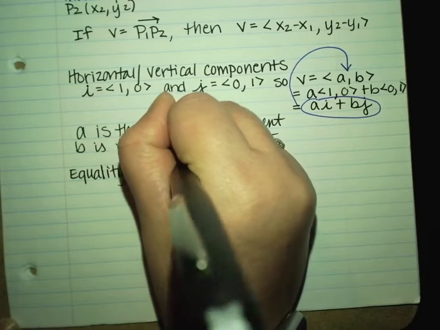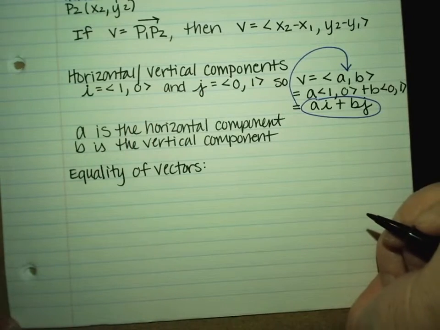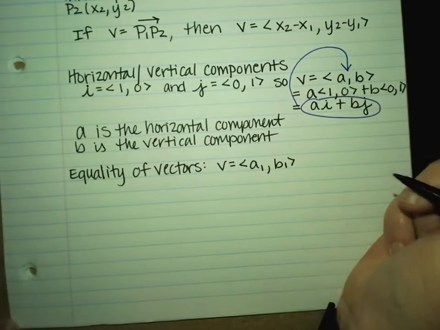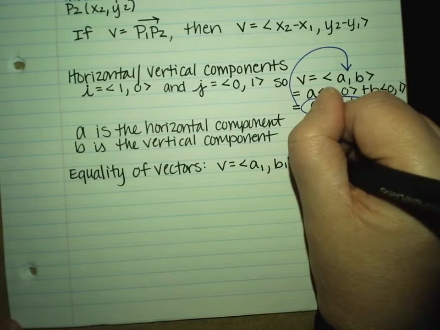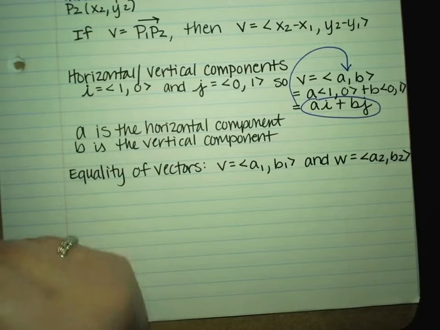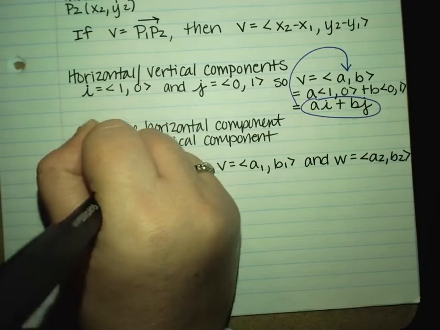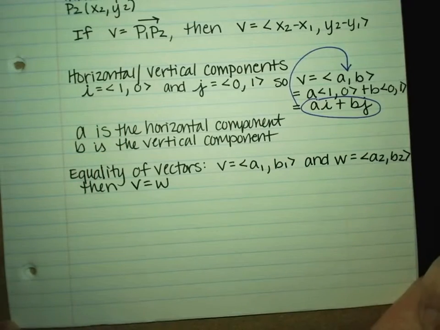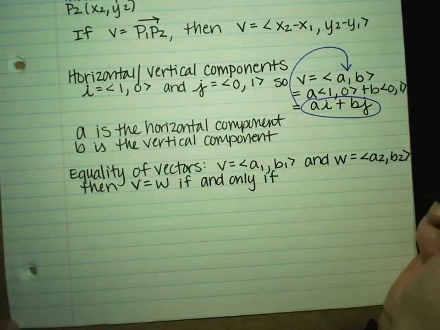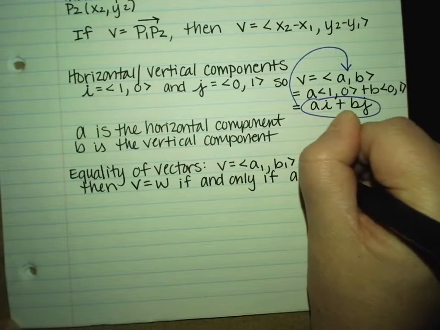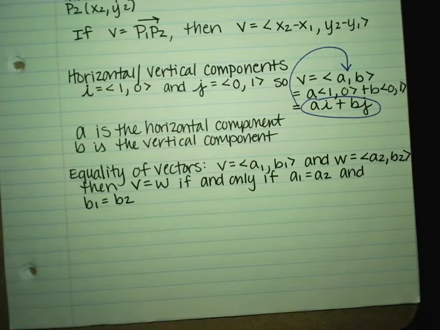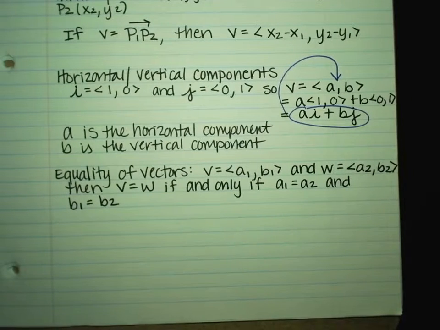Equality of vectors. If V is equal to A1, B1, and W is equal to A2, B2, then V is equal to W if and only if A1 is equal to A2 and B1 is equal to B2. And that should make total sense there.